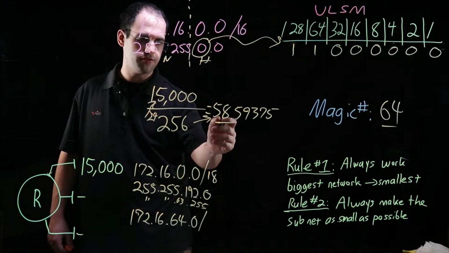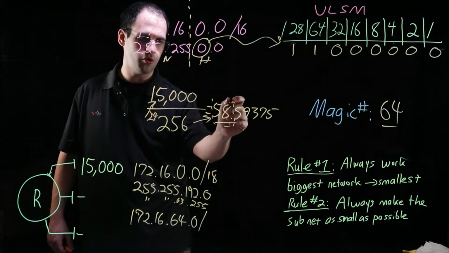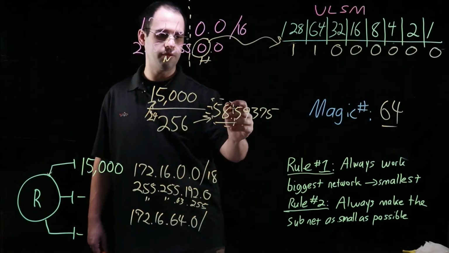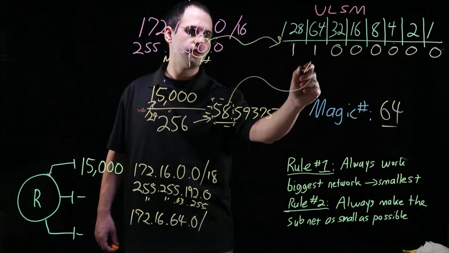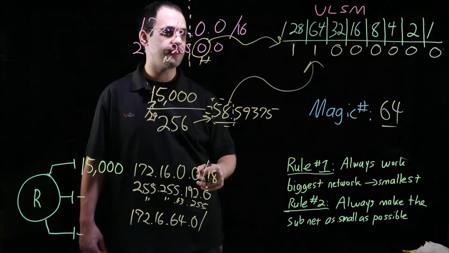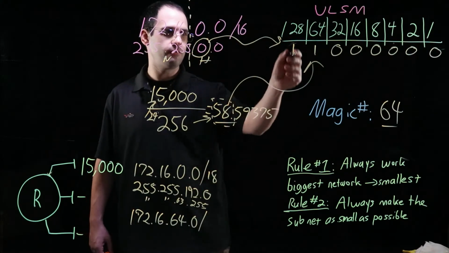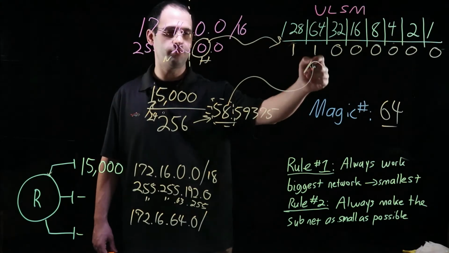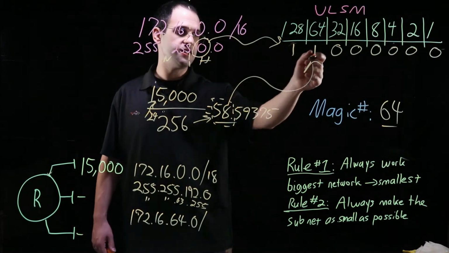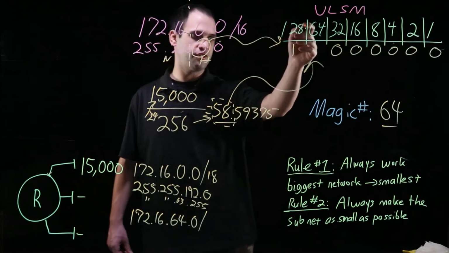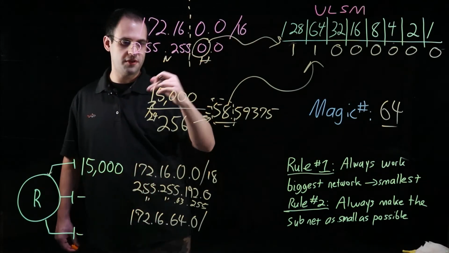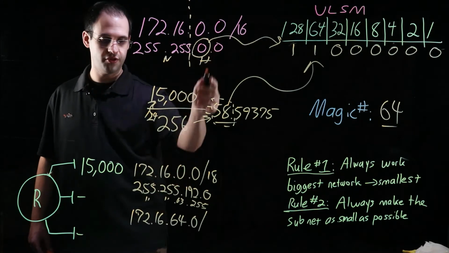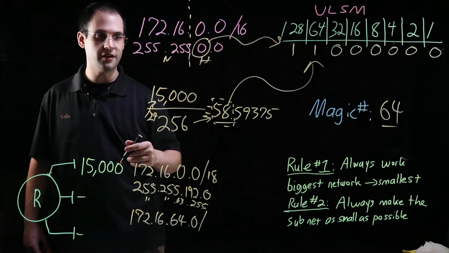Really, we're looking at this value right here, this whole number. This does play a part in it, but really that whole number. And we're saying, what's the smallest value we can stick that whole number in? So can we stick the number in 128? Yes, we can, so we borrow a bit. Can we stick that number in a 64? Yes, we can, so we borrow a bit. Can we stick 58 inside of 32? No, we can't. So 64 becomes our magic number. Once it becomes our magic number, we now know our networks start at 0 and go up to 64, right?